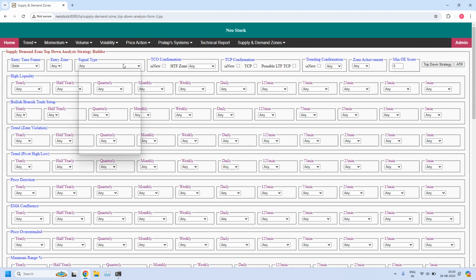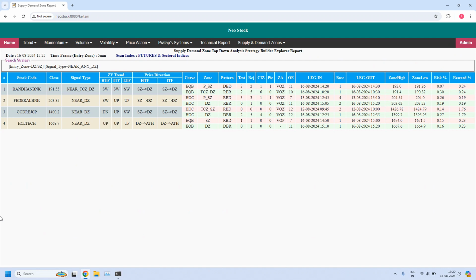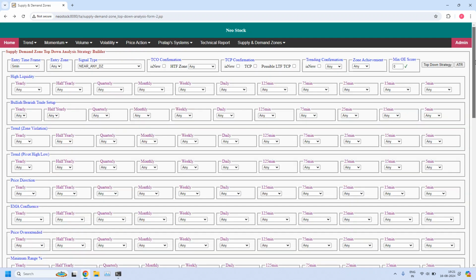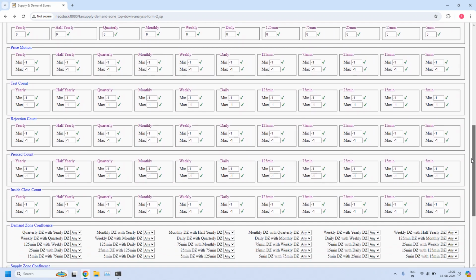And the next time frame is 5 minutes. Let's find the stocks near 5 minutes demand zone. 4 stocks are near to the 5 minutes demand zone. So let us verify any of these 4 stocks are having confluence with ITF time frame. So for 5 minutes ITF is 15 minutes. So we should look for 5 minutes and 15 minutes demand zone confluence.